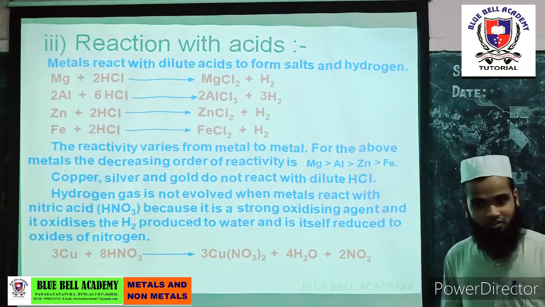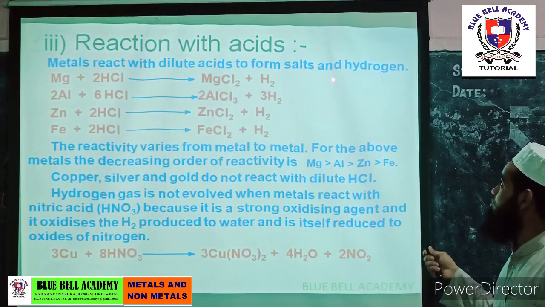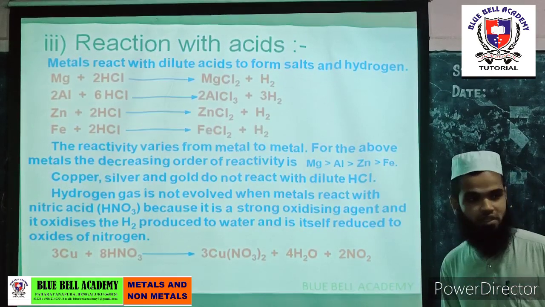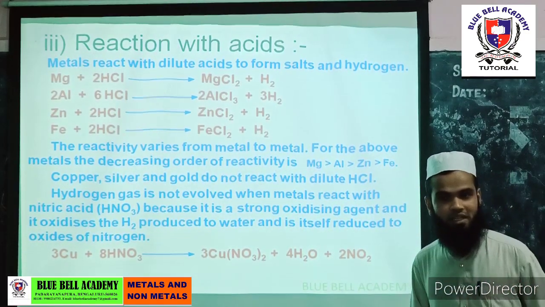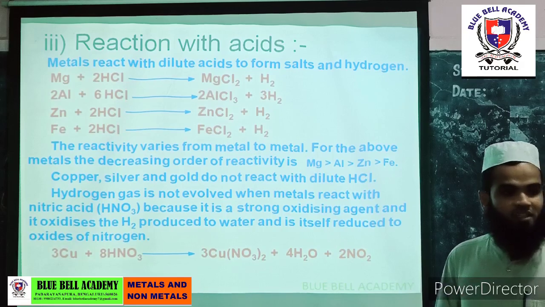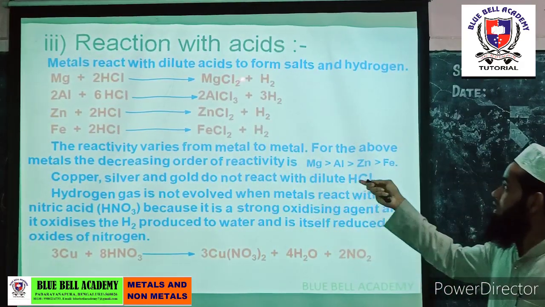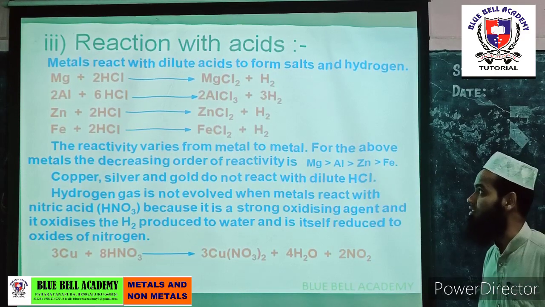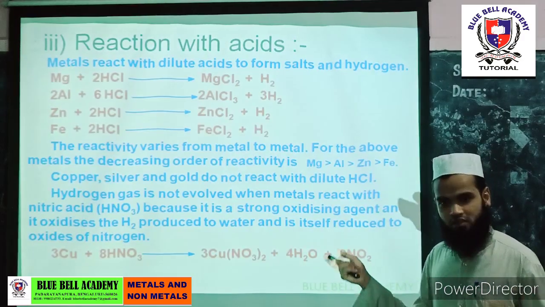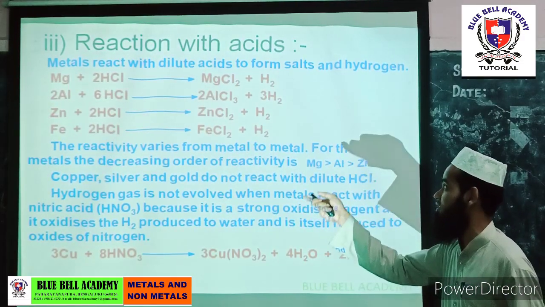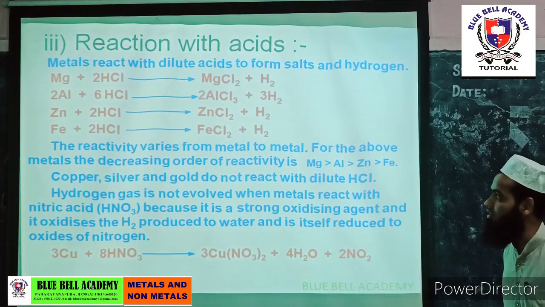Reaction with the acids. Metals react with dilute acid to form salt and hydrogen gas. Here we can expect a chemical reaction; it is a displacement reaction that is going on. Magnesium reacts with dilute hydrochloric acid to form magnesium chloride and displaces hydrogen gas. In the same manner, zinc, aluminium and iron all react with the dilute acid, forming the corresponding salt and displacing hydrogen gas.